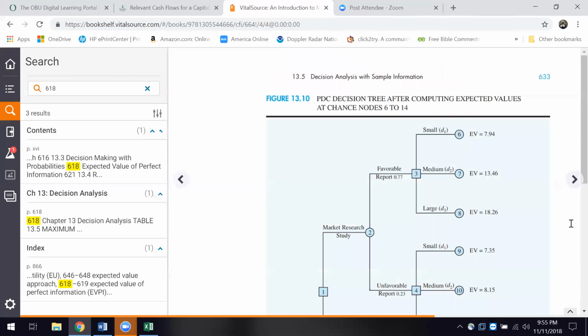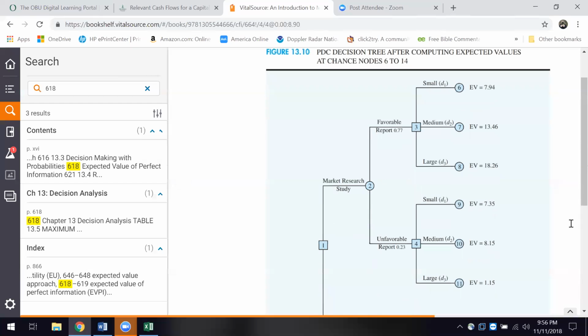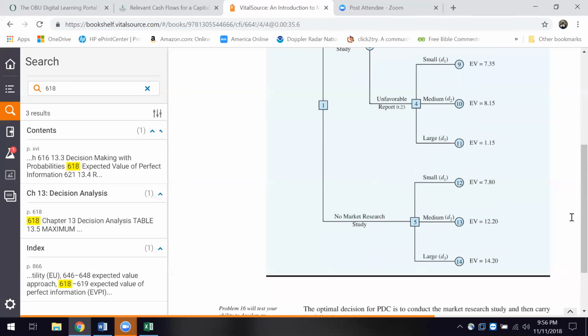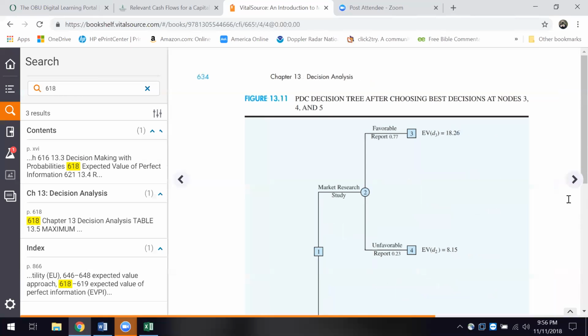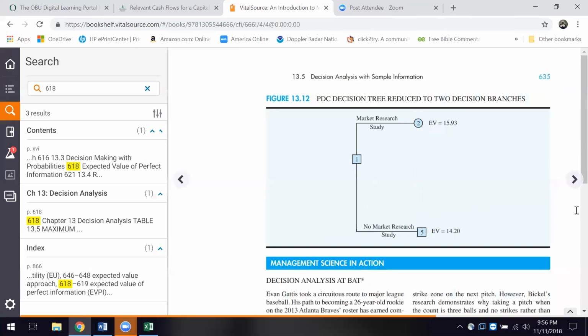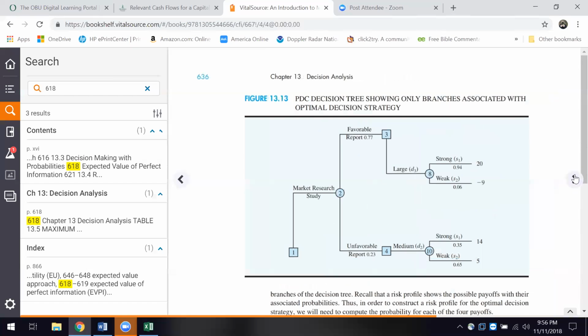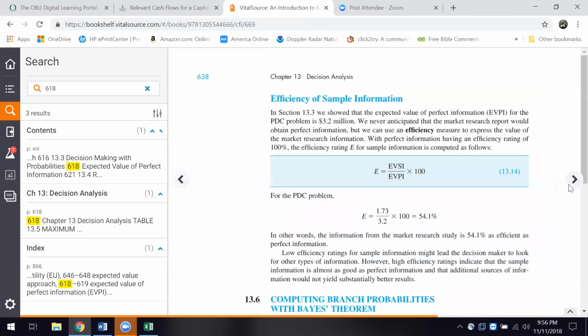And again, here we are comparing expected values at chance nodes 6 to 14. And here we look at the two best decisions at nodes 3, 4, and 5. And we reduce it to 2 decision branches. And we come to an optimal decision strategy. That shows us the risk profile.